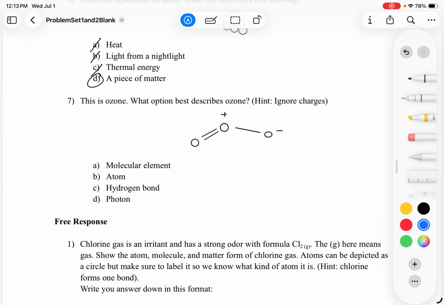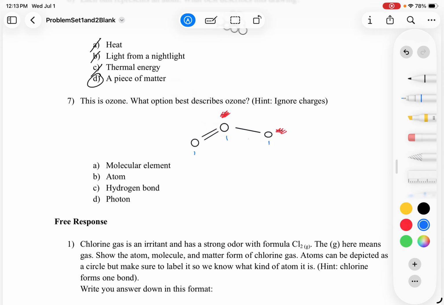This is ozone, right? What option best describes ozone? And a hint is that we're going to ignore the charges. So let's ignore the charges. Just ignore them. Pretend they're not there, right? Is it a molecular element? Well, let's see. That's one type of atom. One type of atom. Another type of atom.